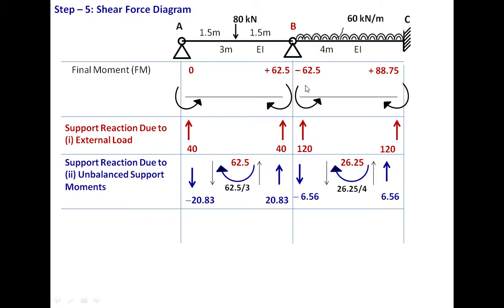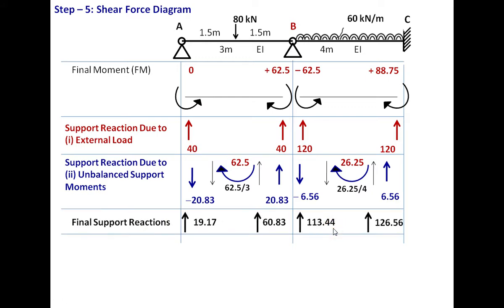Now similarly here there is an anti-clockwise moment of 62.5 and a clockwise moment of 88.75. The clockwise one is governing, and the difference is 26.25. So the net unbalanced moment is clockwise, and the couple developed to balance it will be anti-clockwise, downward here and upward here. 26.25 divided by the span of 4.